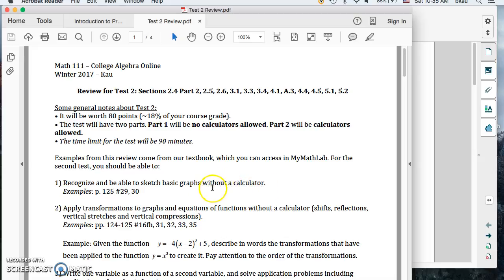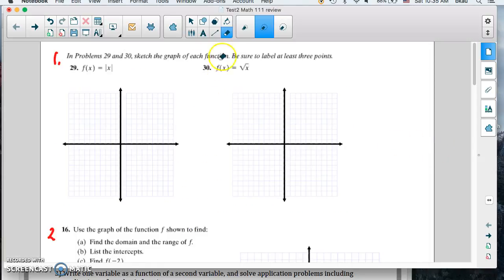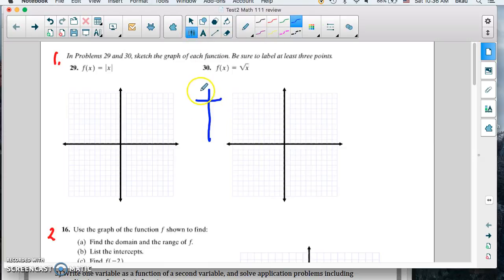There might be some other parts that are on the first part of the test also, if it doesn't require a calculator. Let's start with basic sketches on number 1. Here are two of them that were given to you to do basic sketches, and we're going to make an XY or an f of x chart here for these.